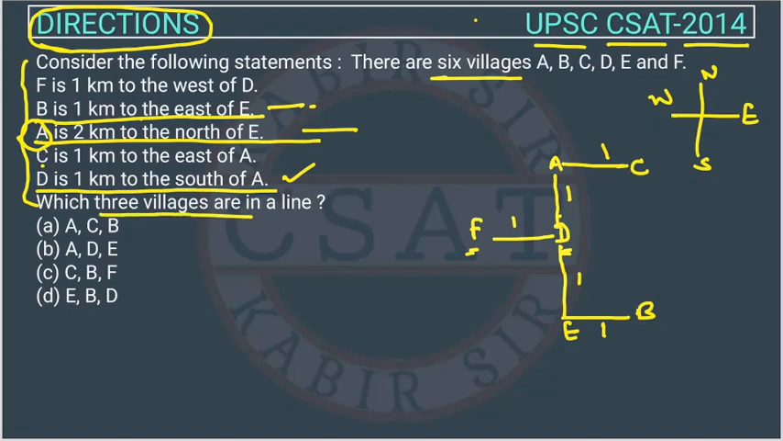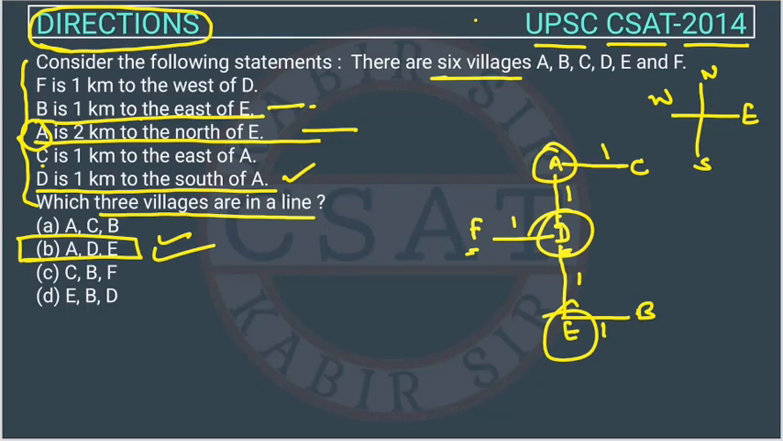Which three villages are in a line? This is a very easy question if you can draw this. So we can see which three villages are in the straight line. So this is A, D and E. So the answer is option B. So this is the correct answer.